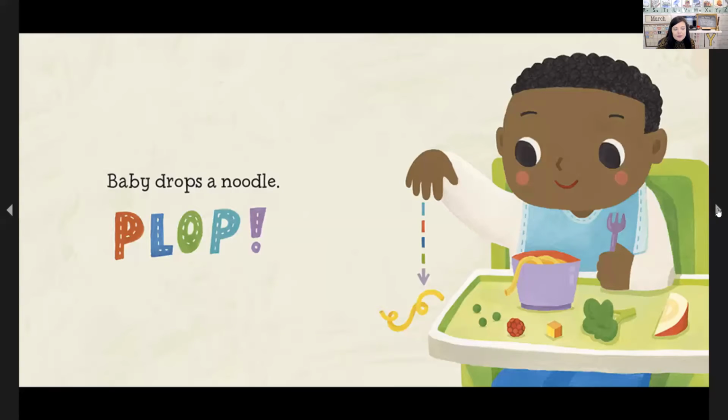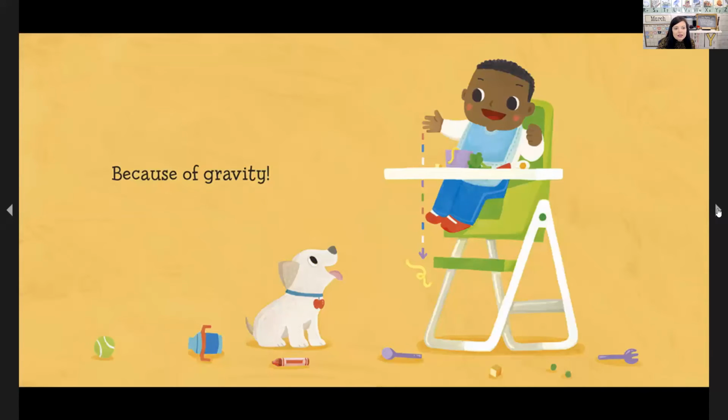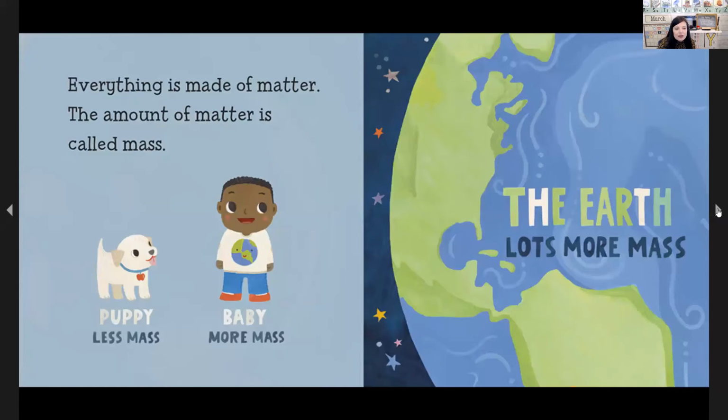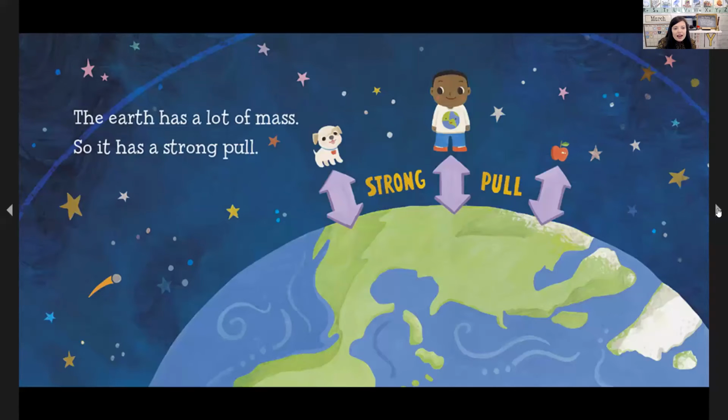Baby Loves Gravity. Baby drops a noodle, plop. Puppy gobbles it up, slurp. Why does a noodle fall? Because of gravity. Everything is made of matter. The amount of matter is called mass. The puppy has less mass. The baby has more mass, and the earth has lots more mass. Mass makes two objects pull together. This pull is called gravity. The earth has a lot of mass, so it has a strong pull.